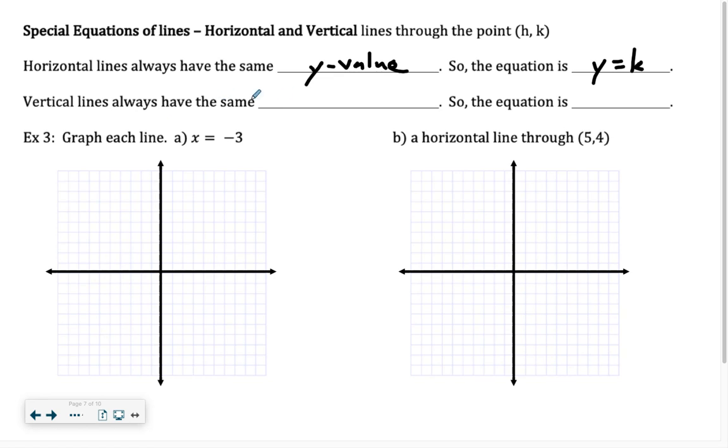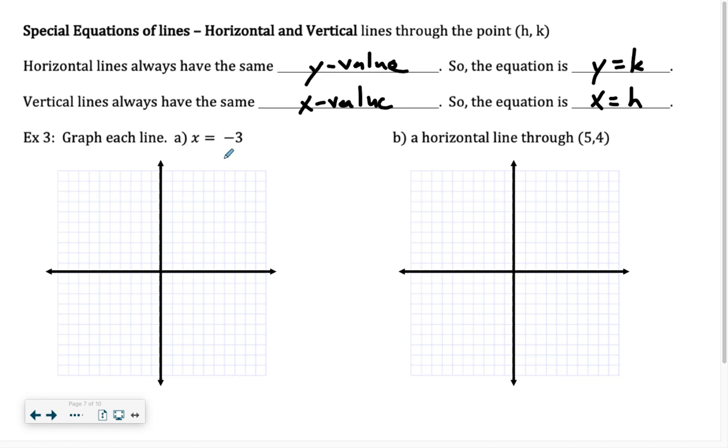Vertical lines, every point on a vertical line will have the same x value. Every single point will have the same x value. So we say the equation of a vertical line is x equals some number. Or if we're talking about the generic point (h, k), we would say x equals the x coordinate, which is h. Okay? So a couple of examples of graphs.